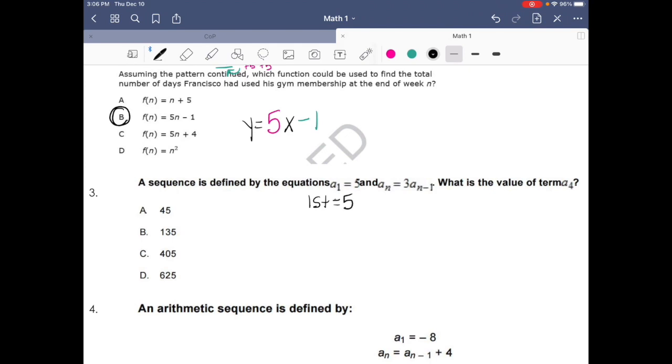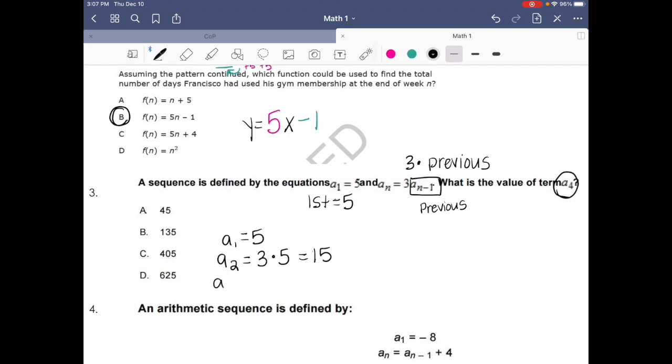So this is saying that my first term is equal to 5. Now, if you remember, n minus 1 represents the previous term. So this is saying 3 times the previous term. And they want us to get to the 4th term. So we have the first term we know is 5. So the second term is going to be 3 times the previous. Well, 3 times the previous is 5.